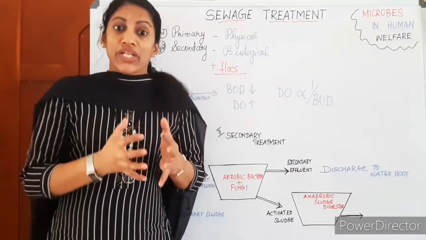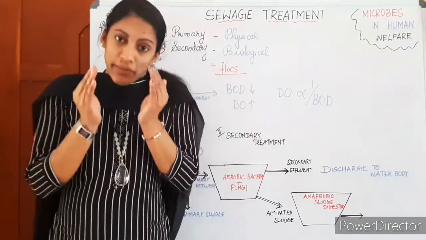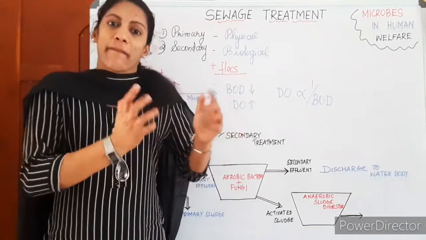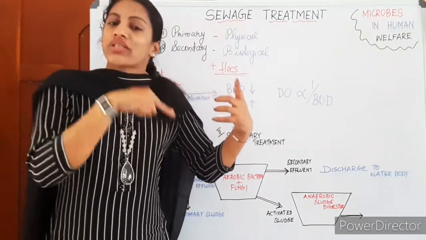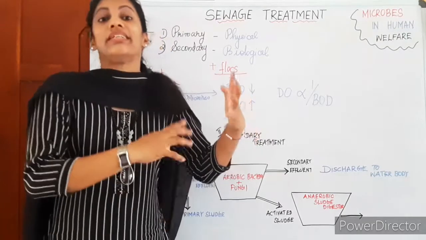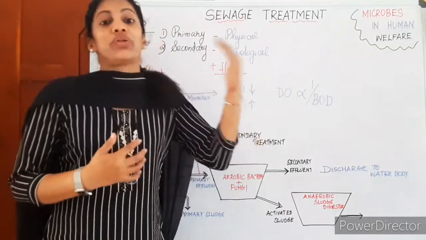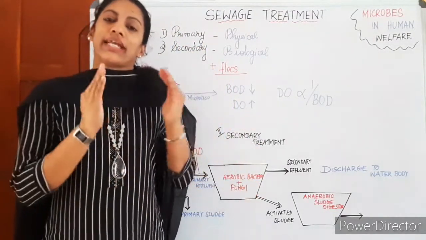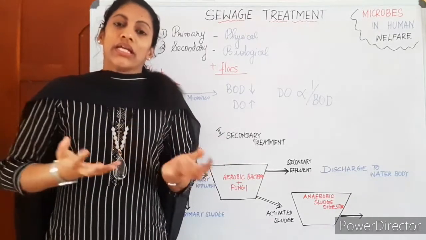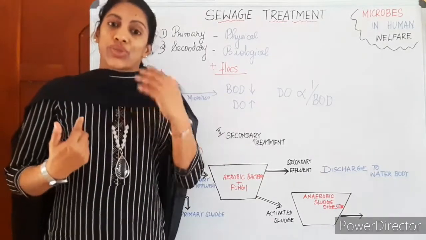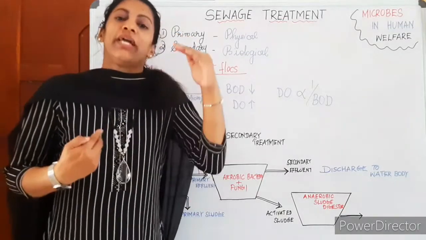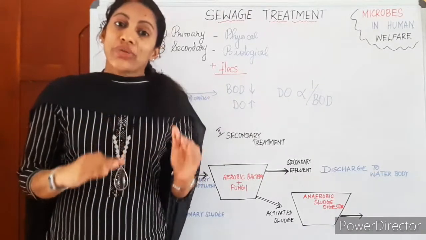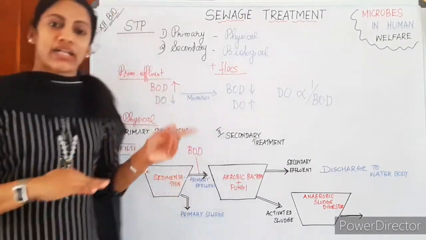So high BOD indicates highly polluted water. That means the microbes inside require more oxygen to process it. That's why it is called biochemical oxygen demand: the oxygen required for the biochemical process inside is high. Then gradually, when the microbes act and break down the organic compounds, the BOD gradually decreases. It means the pollution is gradually decreased. The water is gradually reducing its pollution by the action of microbes.